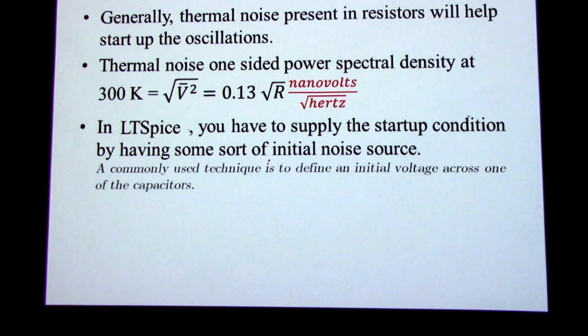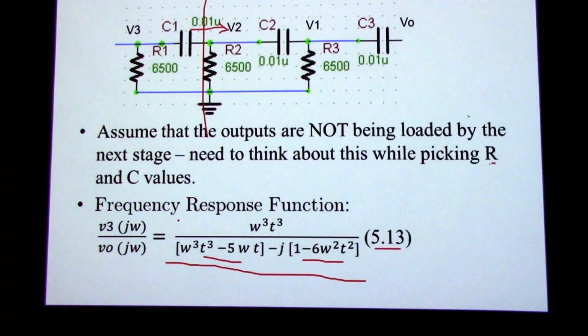So what you can do is you can add some initial noise source. The commonly used technique is to define an initial voltage across one of the capacitors. Like you can define that this resistance had 1 volt, for example. So if this capacitor had 1 volt as a starting point, then it will just go on and it will just start up the entire circuit.